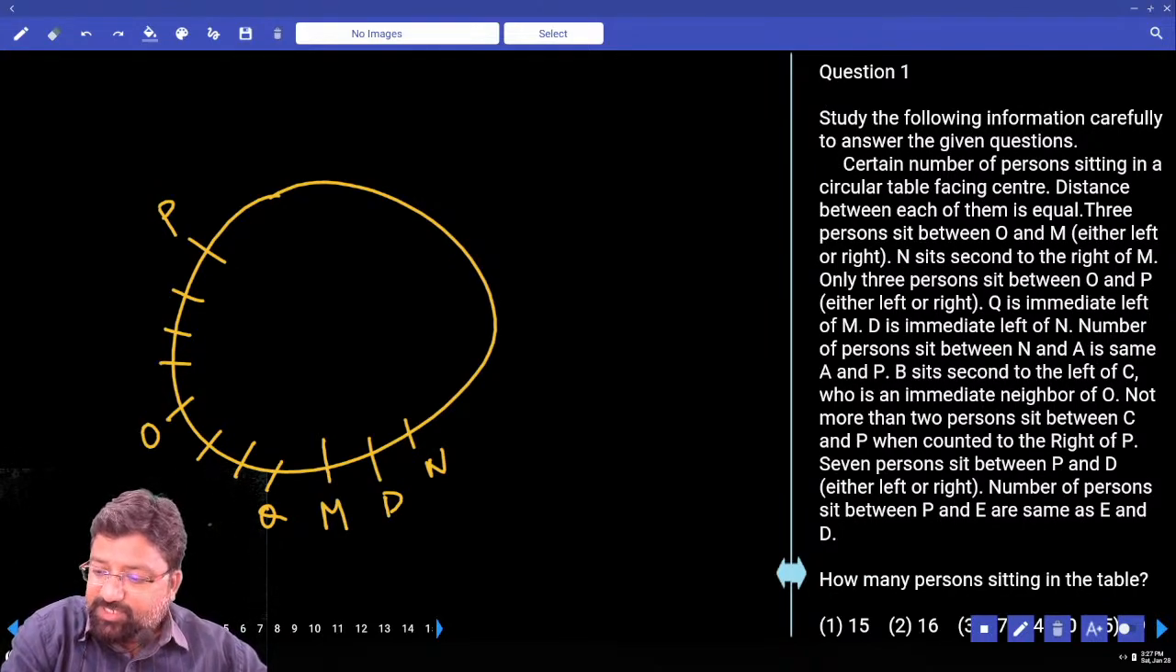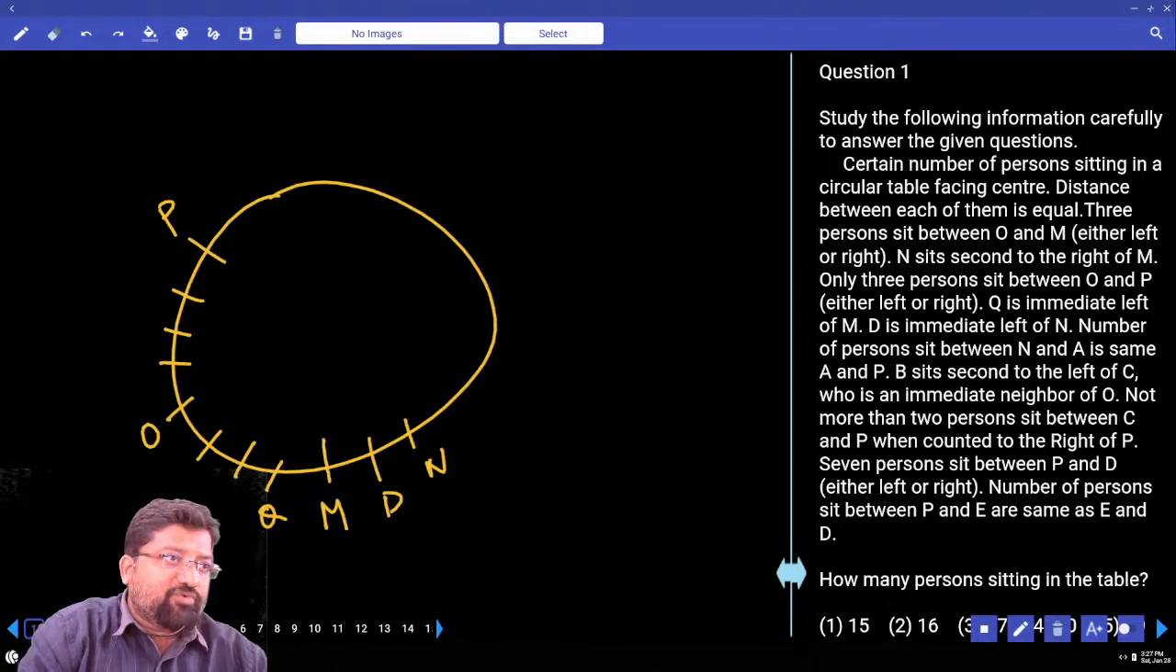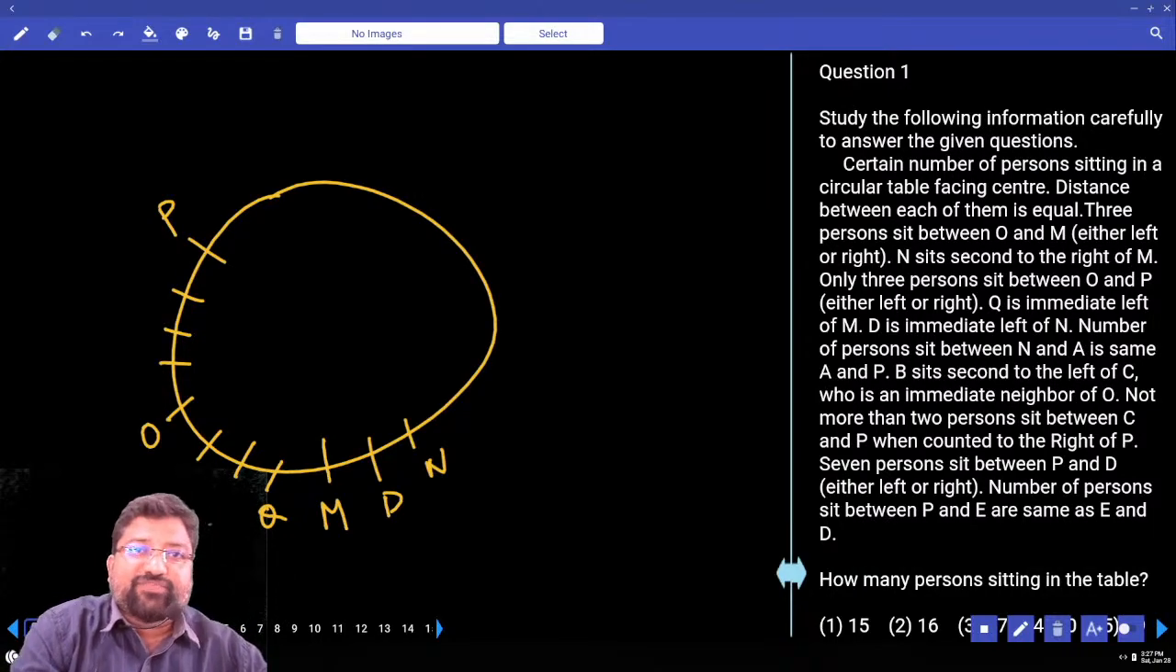B sits second to the left of C. C is an immediate neighbor of O, and B is sitting second to the left of C.